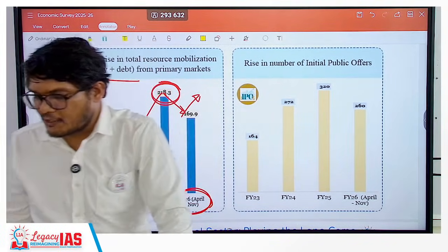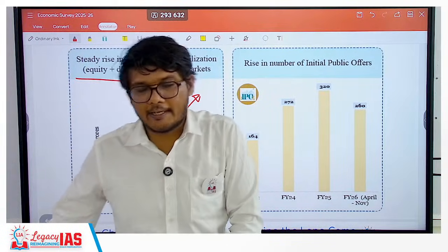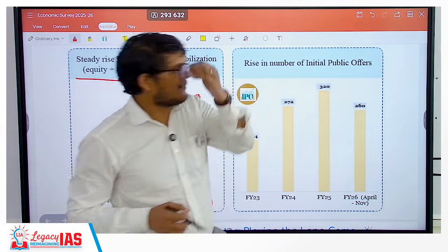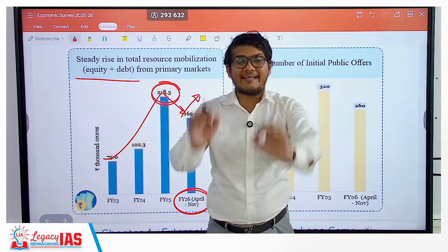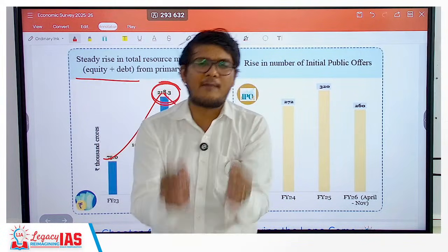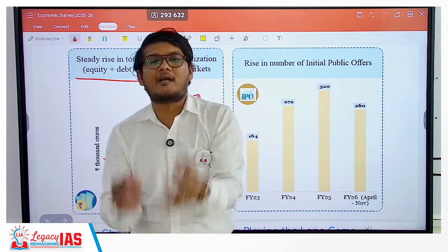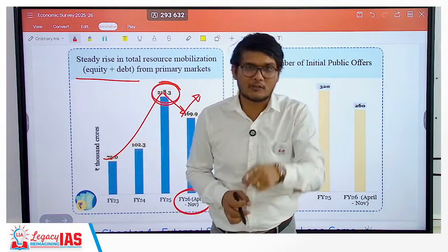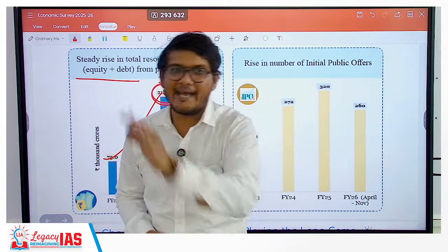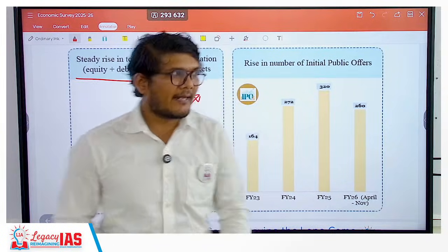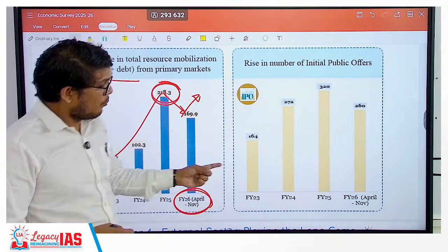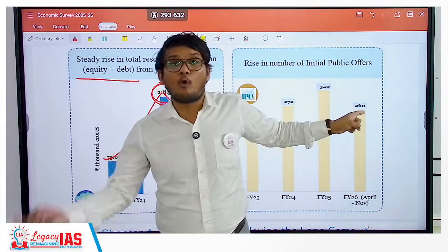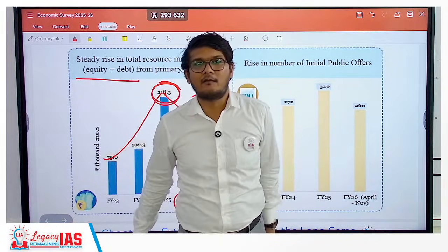IPOs means initial public offering, correct? Now, what is an initial public offering? Whenever a company gets listed for the very first time on the stock exchange, along with it comes the initial public offering through which the company offers shares to the people, right? That is what an IPO is. So more IPOs means more and more companies got listed. That means what?